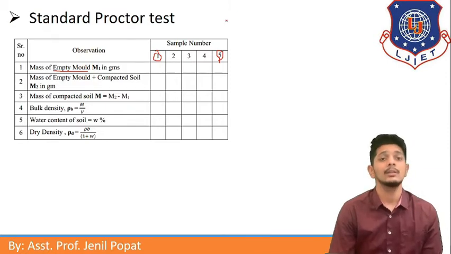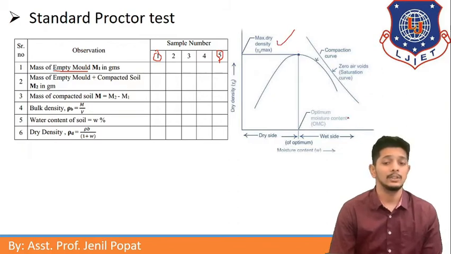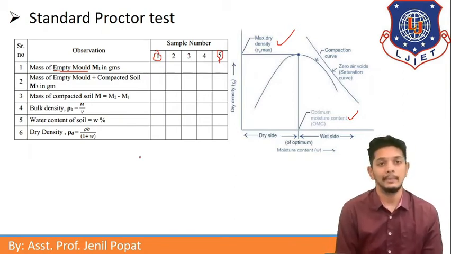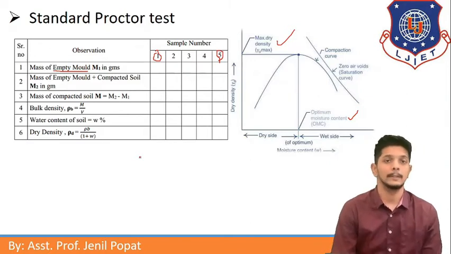After noting these 5 sample details, we can prepare this kind of graph, which shows dry density versus moisture content. In this graph we can denote the different points which we got from the experiment, and we can get MDD and OMC from this curve. So the standard Proctor test is to determine the optimum moisture content and maximum dry density of any soil. Let us move further.